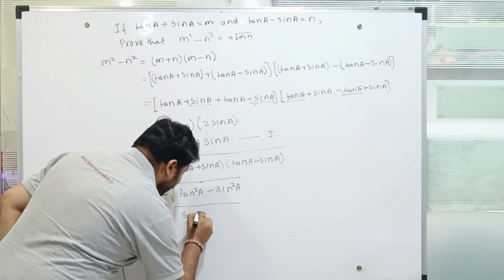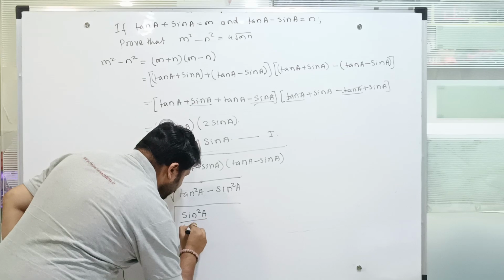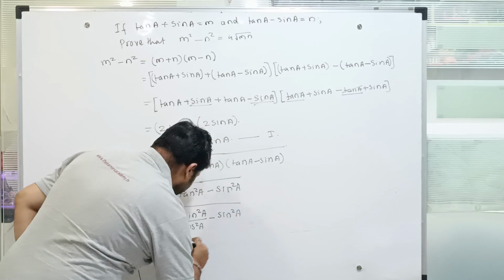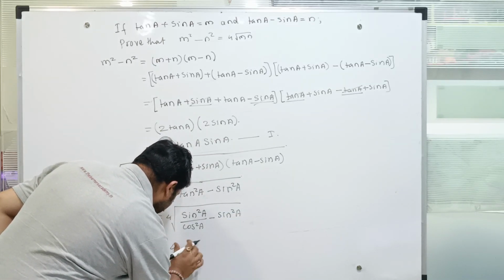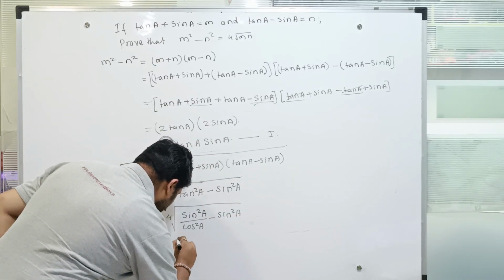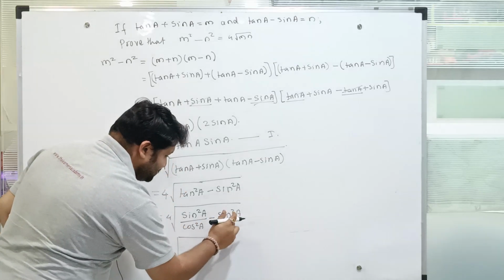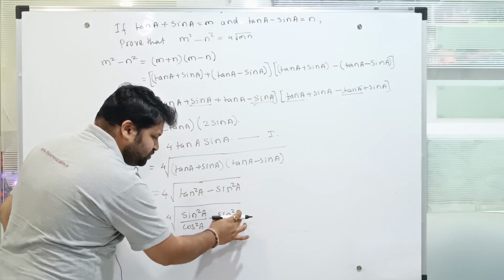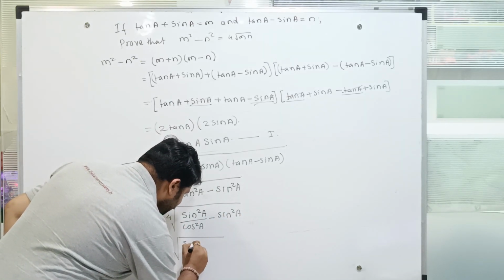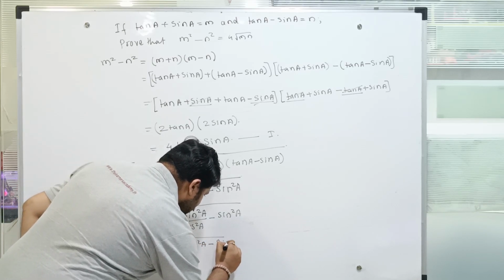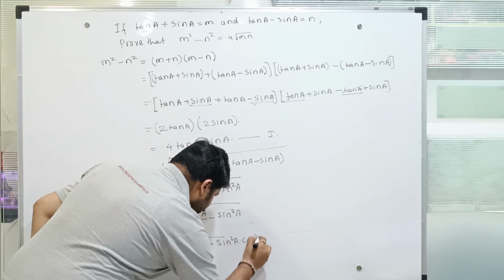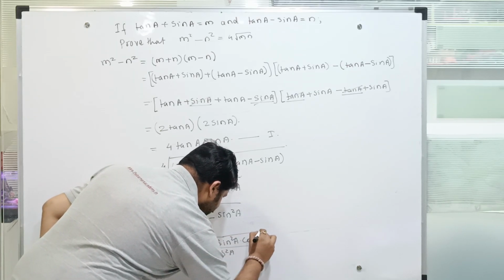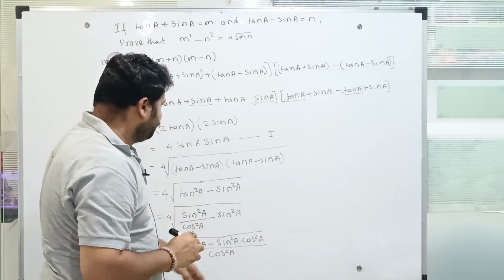So I'll get sin A upon cos square A. So I'll get sin square A upon cos square A minus sin square A. So this can be written as 4 multiplied by root of, now since the sin square A has no denominator, I'll have to make its denominator as cos square A. So I'll have to multiply this part by cos square A, and it would give me sin square A minus sin square A times cos square A divided by cos square A.